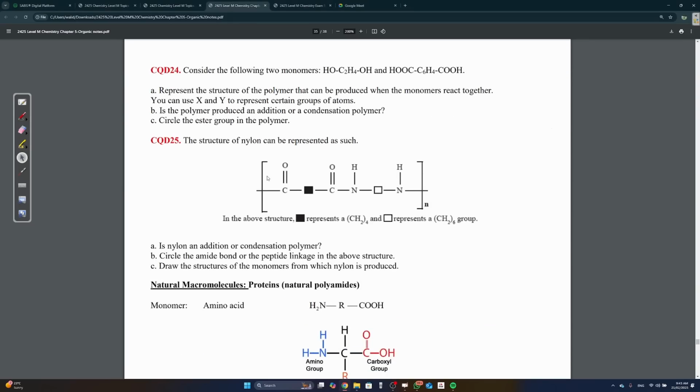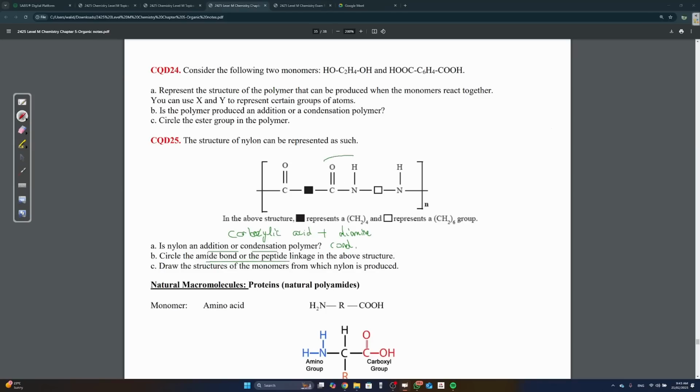Okay, they're done here. Question 25. The structure of nylon can be represented as such. Is nylon addition or condensation? What do we know about nylon? If I'm not wrong, it's the carboxylic acid, remember, I told you, carboxylic acid plus diamine. Is it addition or condensation? Surely it's condensation.